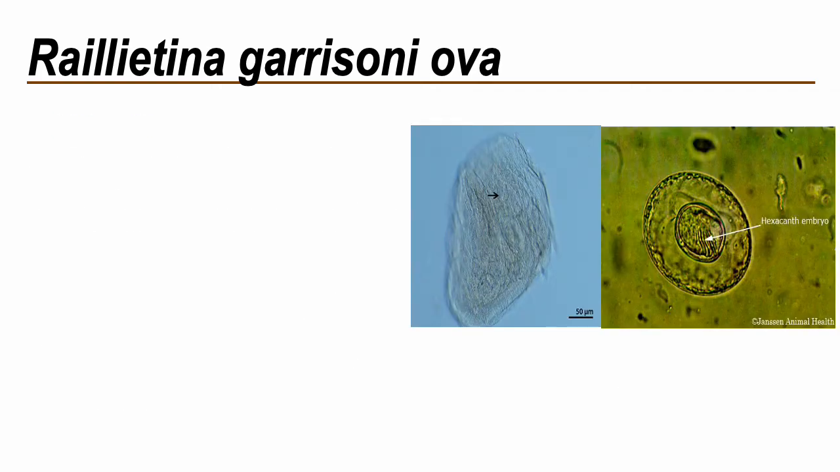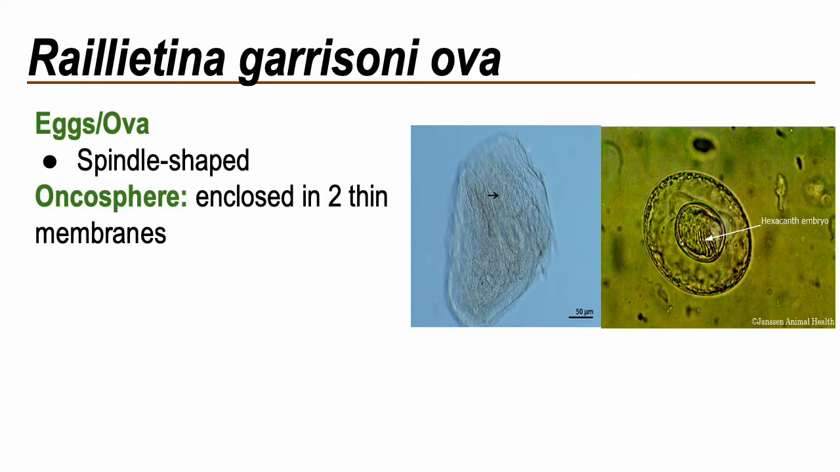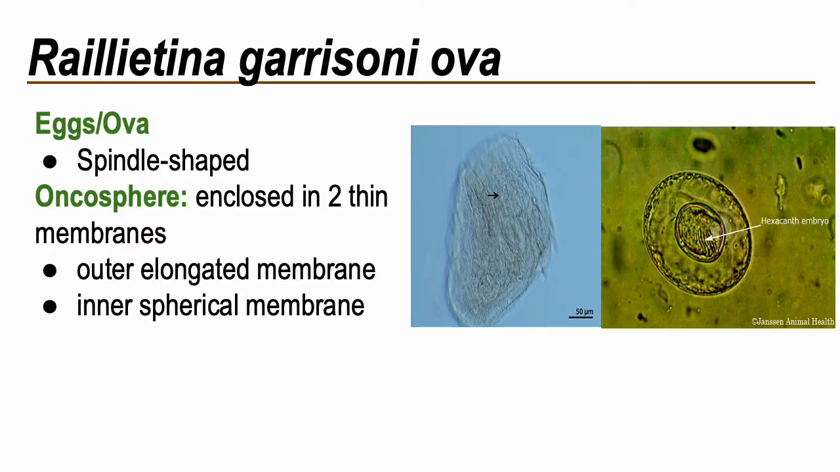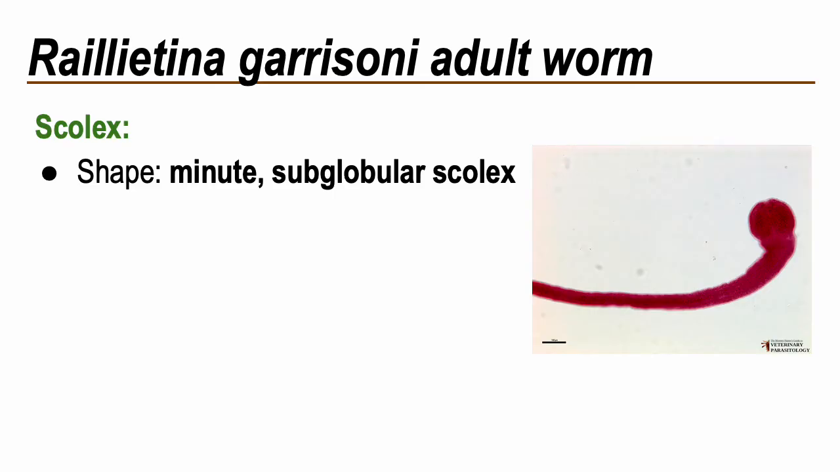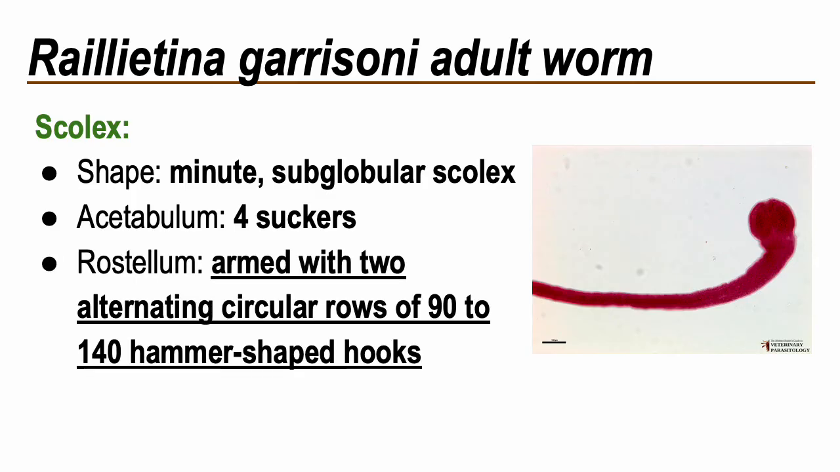So for the ova of this parasite, these are spindle-shaped and the embryo is enclosed in two thin membranes. So we have the outer elongated membrane and the inner spherical membrane. Now for the adult worm of this parasite, the scolex is minute or small and subglobular. It also contains 4 acetabulum similar to all cyclophilidaean parasites. The rostellium is armed with 2 alternating circular rows of 90 to 140 hammer-shaped hooklets.